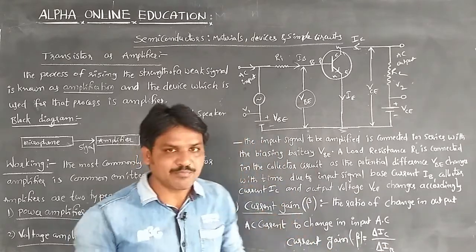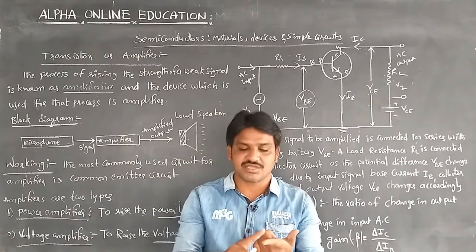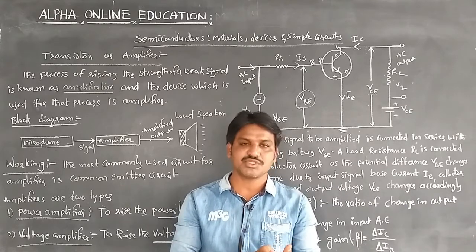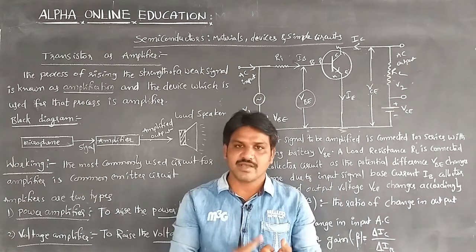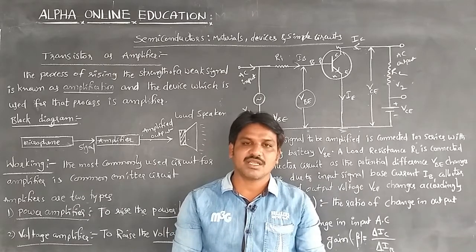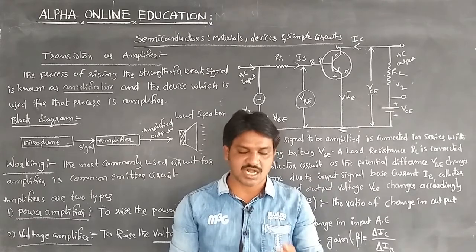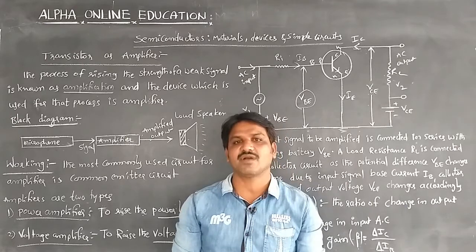Amplification means increasing the strength of a signal, and this process is called amplification. The device used to raise the strength of the signal is called an amplifier. In the amplification process, the common emitter transistor is commonly used, and there are two types of amplifiers.